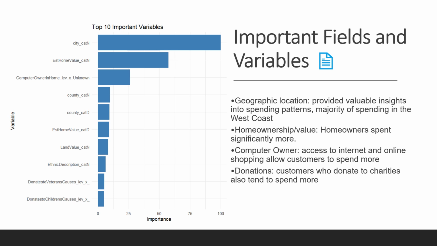Next, estimated home values follow closely, which aligns with the insight that homeowners tend to spend significantly more than renters. Higher home values also often correlate with higher household wealth and spending capacity. Computer ownership is another key factor. Households where individuals have access to computers and internet are more likely to engage in online shopping, which leads to increased spending levels. Donations to causes such as veterans organizations and children charities is also a very influential factor. This suggests that people who donate to charities tend to have higher disposable income and spend more in general.